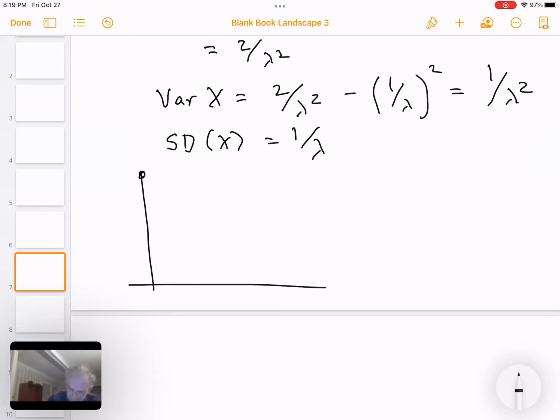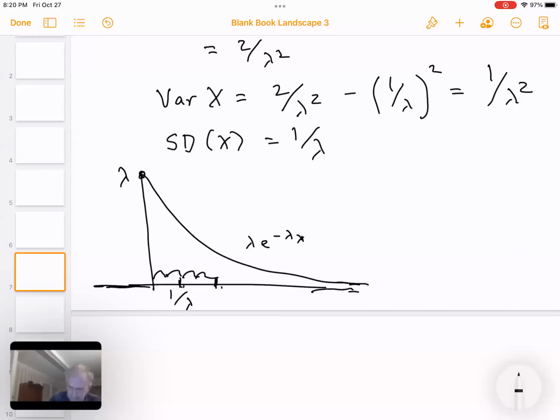If I draw the PDF here, probably not a very good picture, but say I have some PDF, here is lambda. Maybe the expected value here is 1 over lambda, so maybe I'm thinking of this as like 3 1/3 here. Then the standard deviation, it goes down to 0, something like this. And I get a standard deviation to the left and the right of the mean. And the variance is 1 over lambda squared. So this is lambda e to the minus lambda x. All right, these are just definitions.